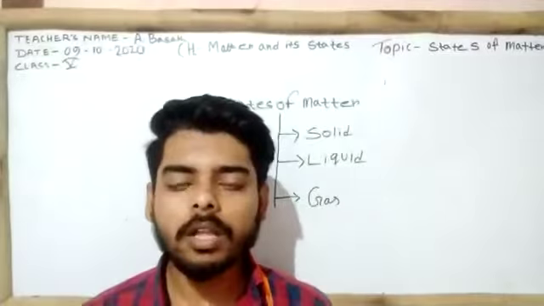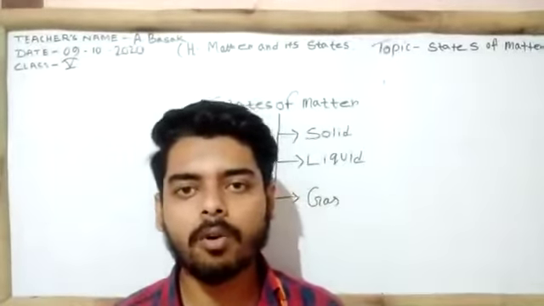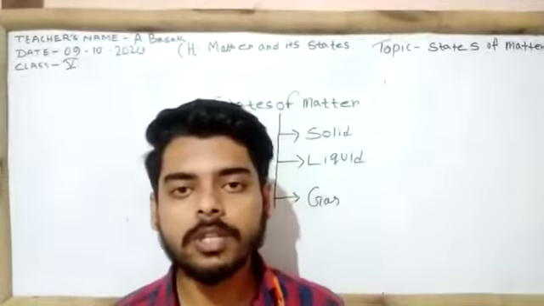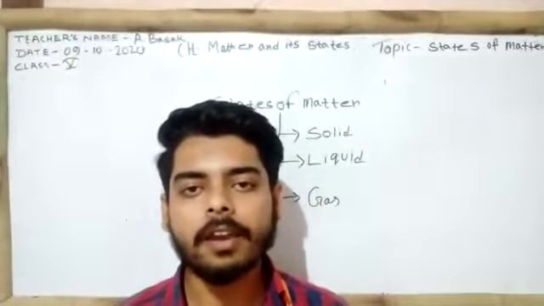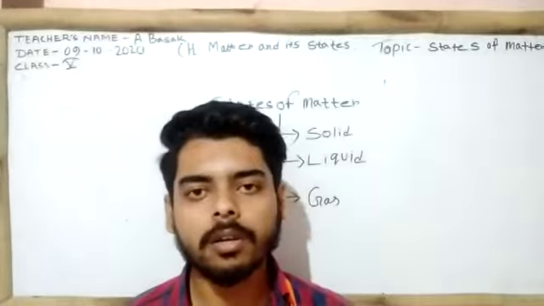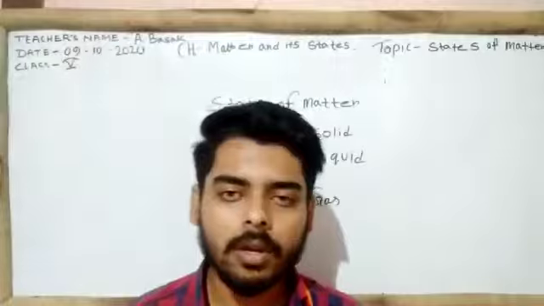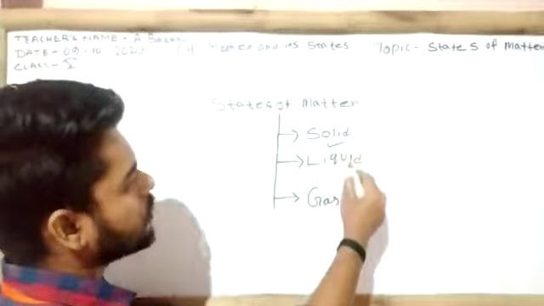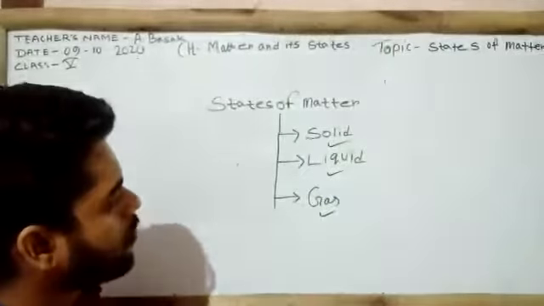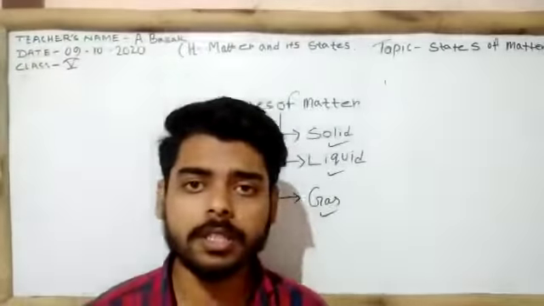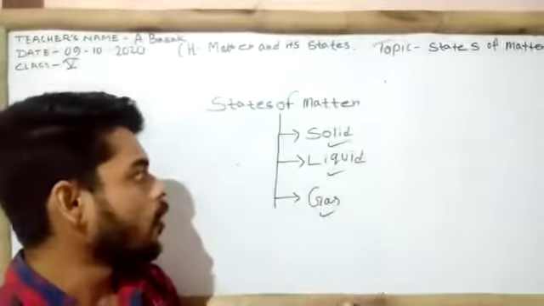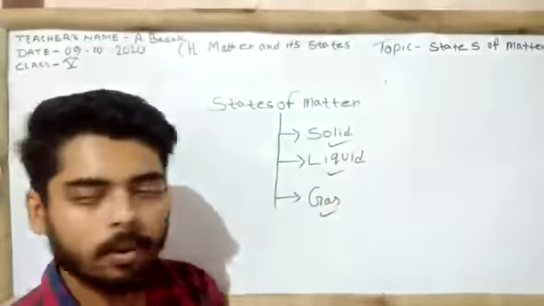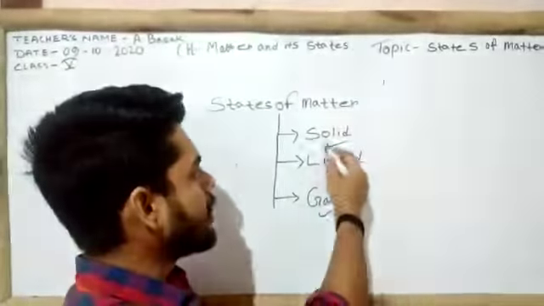Okay, so all the things, whatever they are, living or non-living, the things which occupy space and have certain weight are called matter. So generally matter is found in three states: solid, liquid and gas. Okay, so we are going to discuss all the states of matter one by one. First of all, let's take solid.